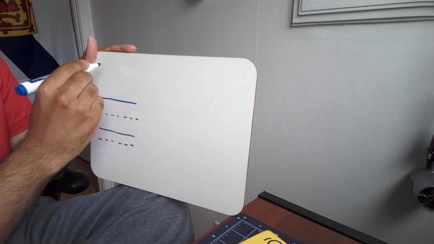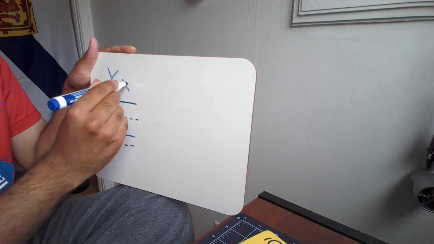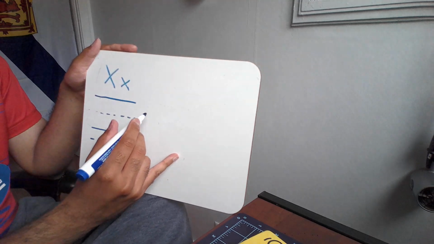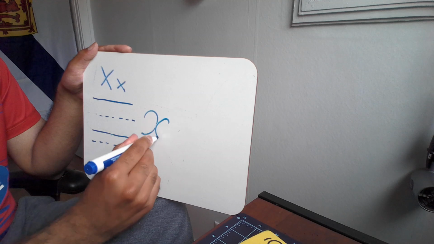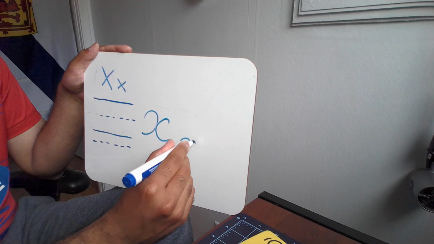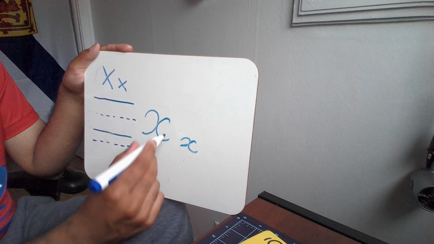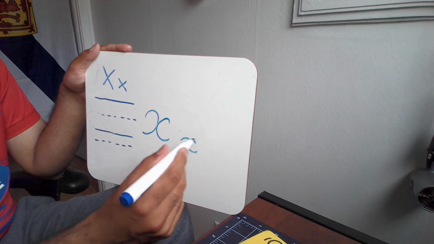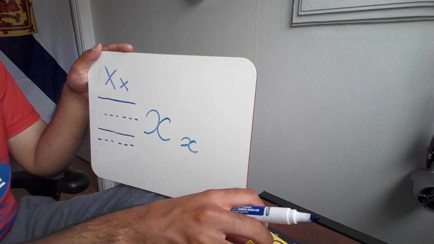And then we have kha, which looks like an X. And this is written like so. I typically don't lift my pen in the middle when I'm writing this letter, but I don't think there's anything wrong with it. So that's kha.